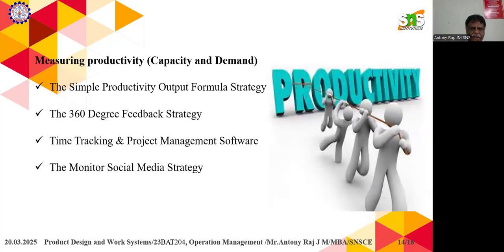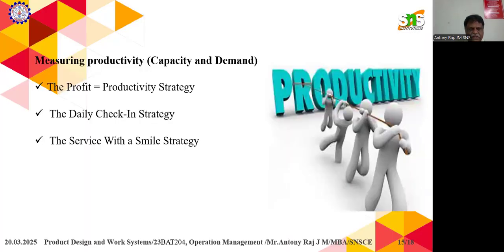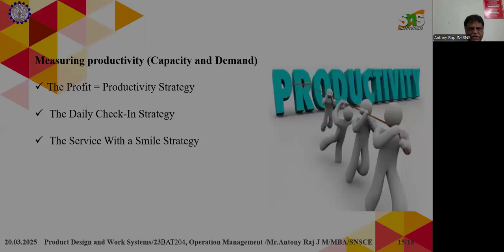Measuring productivity, capacity, and demand: the simple productivity output formula strategy, the 360-degree feedback strategy, time tracking and project management software, and the monitoring social media strategy. Measuring productivity: profit is equal to productivity strategy, daily check-in strategy, the service with a smile strategy.